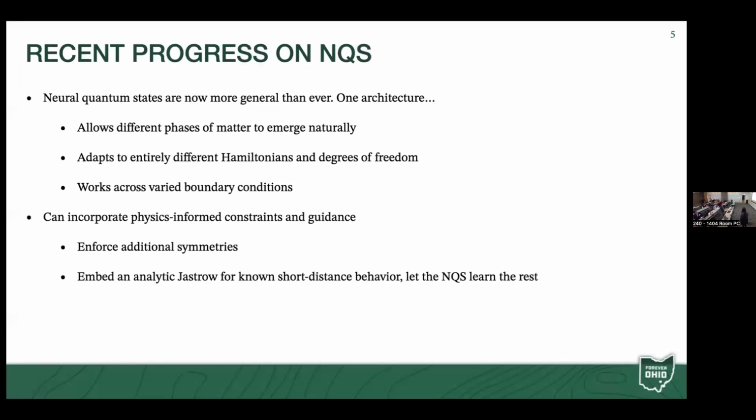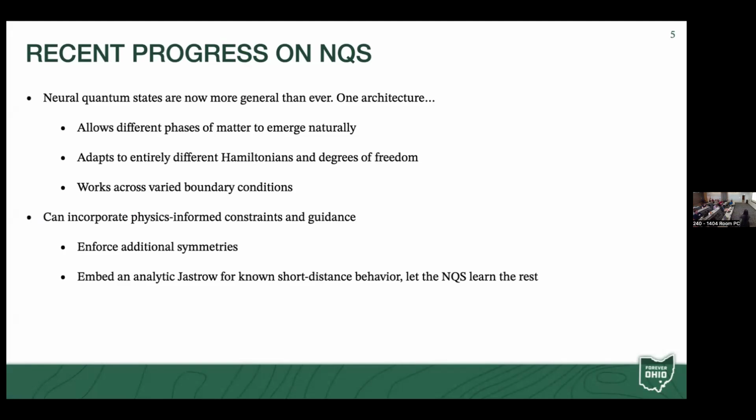As Bryce has already said, neural quantum states now are more general than ever. We can use a single architecture and represent different phases of matter. And this emerges completely from the interactions that we assume in the Hamiltonian. It can also very easily transfer from one system to another with different interactions completely. We can add or remove different degrees of freedom quite easily as well, and it works across different kinds of boundary conditions. These are very easy things to take away or add.